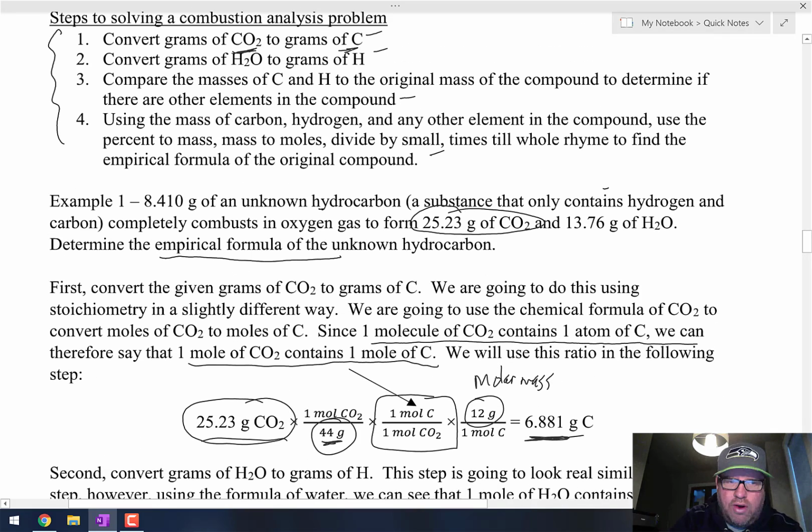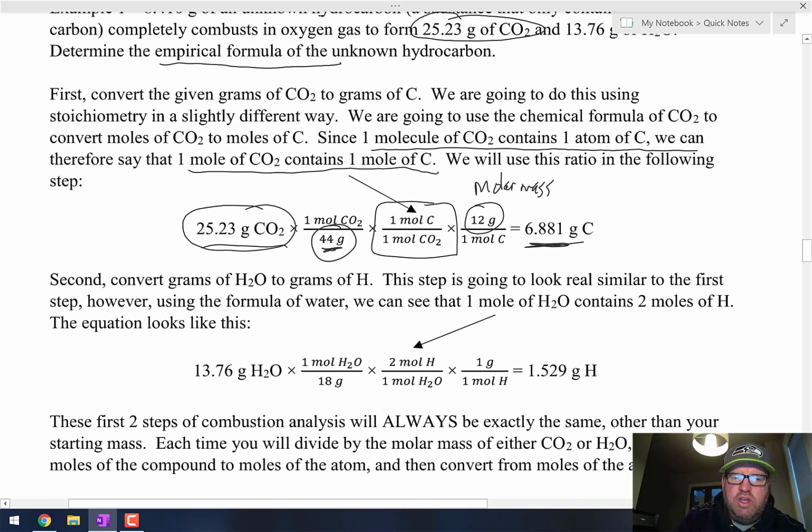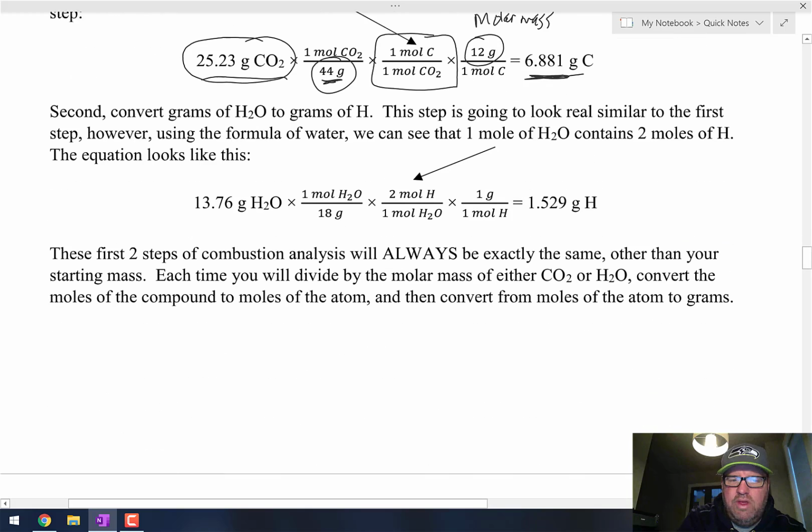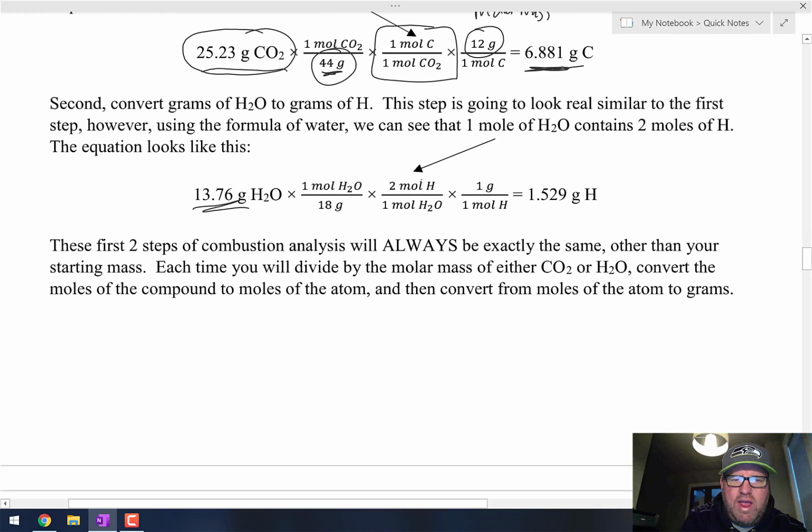Notice step number 2: convert grams of water to just grams of hydrogen. So we're going to take the 13.76 grams, which we had up here. There's 18 grams in 1 mole of water, using the molar mass of water.